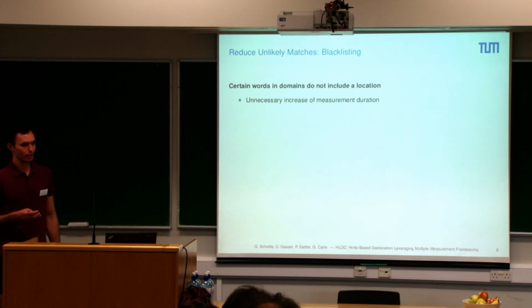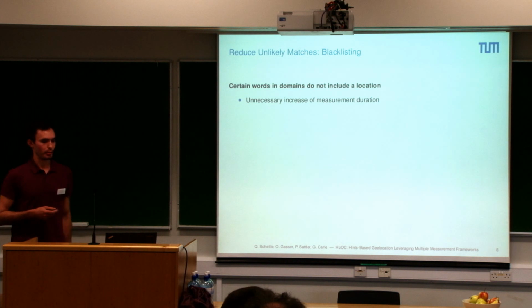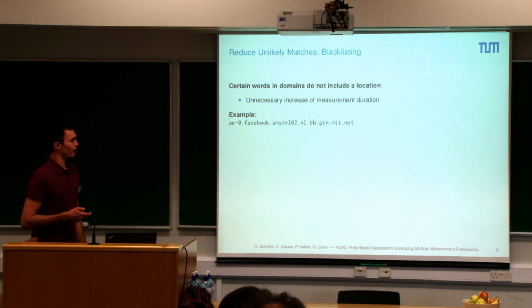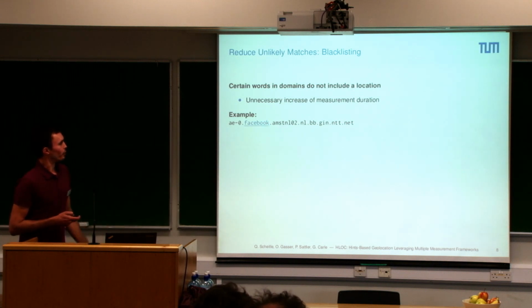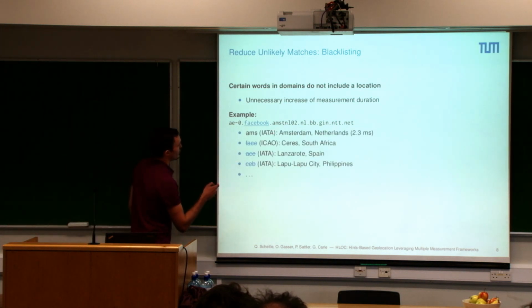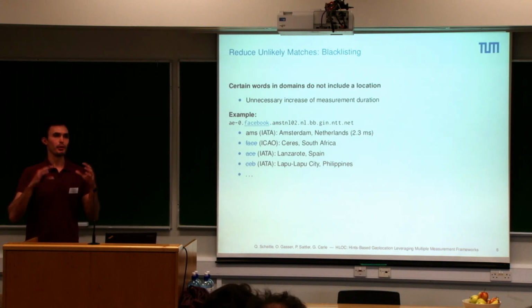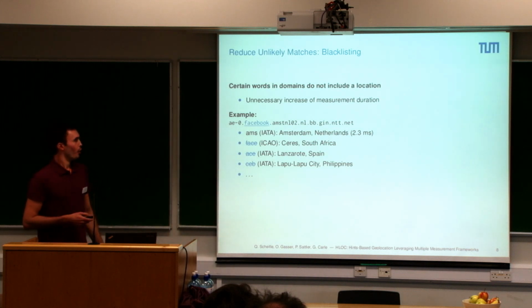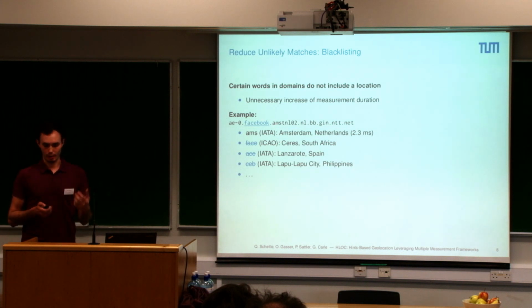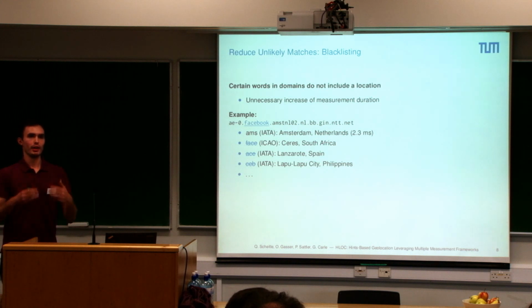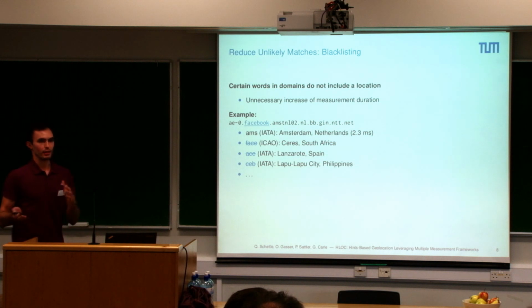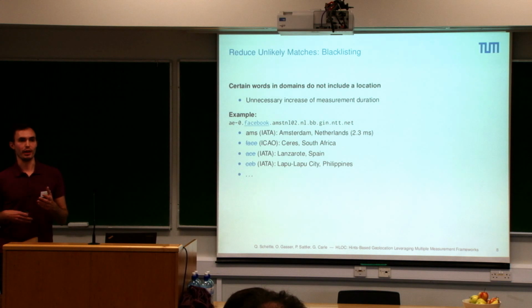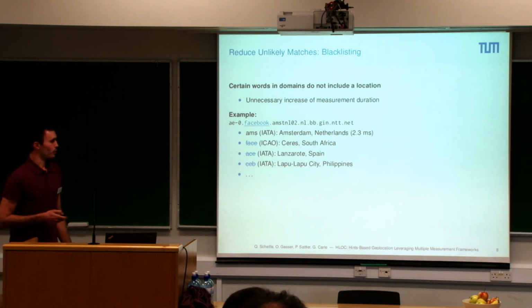To reduce unlikely matches, we use a blacklisting approach, because certain words in the domains definitely do not hint at a location, and we will see an example here. This is a reverse domain name, and of course we see a location here which hints at Amsterdam, but due to the high number of location codes that we collect, FACE is a location obtained in the ICAO dataset. But since it's part of Facebook, it's definitely not a location. So we look for words which are definitely not locations and put them into our blacklist. This is an iterative process. We look at the hints or the codes which match the most, and we determine whether it's a location or not. If it is not, then we put it in the blacklist. Additionally, we also publish this blacklist so it can be used by others, and even crowdsource it so that everybody can contribute to it.